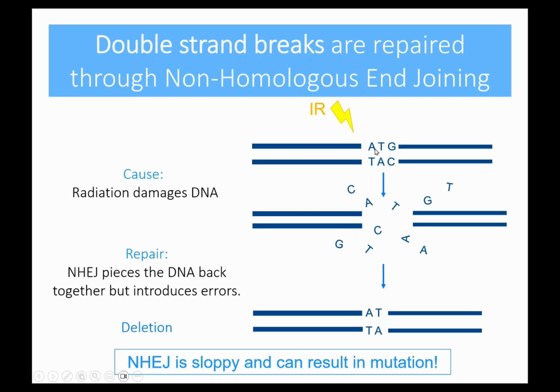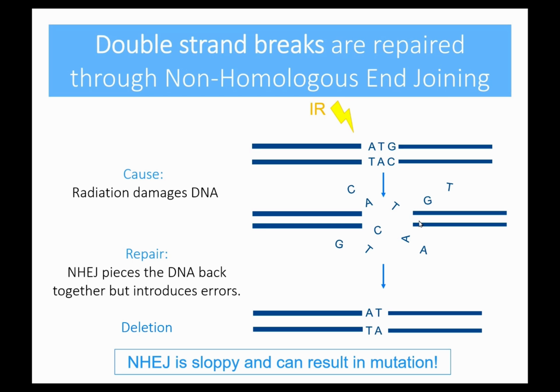But here's the problem. It doesn't have the sequence memorized. It doesn't know that this was ATG in the wild type. It just goes, oh, I don't know what it was. Let's just stick it back together. Let's just pick up some random bases or get rid of some random bases. I don't know, but let's put this thing back together. And in doing so, it leads to a mutation.